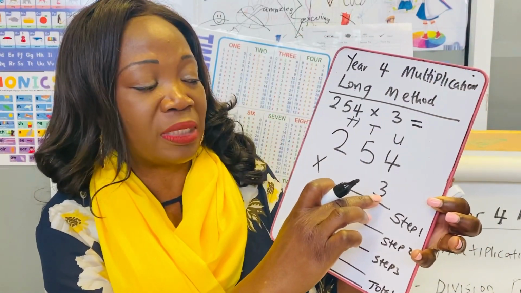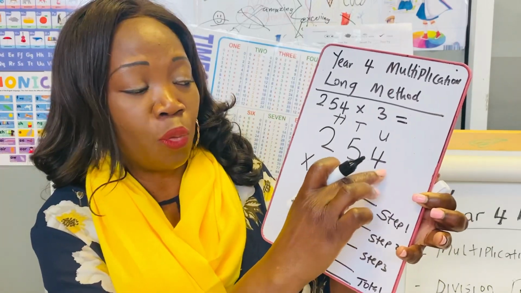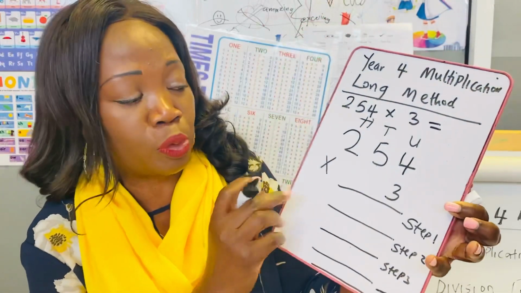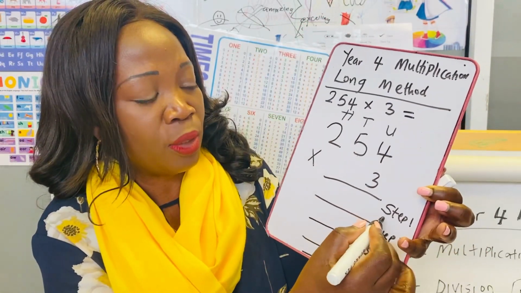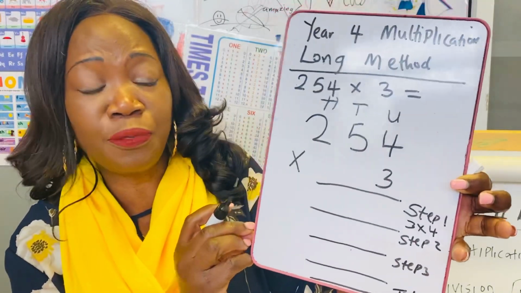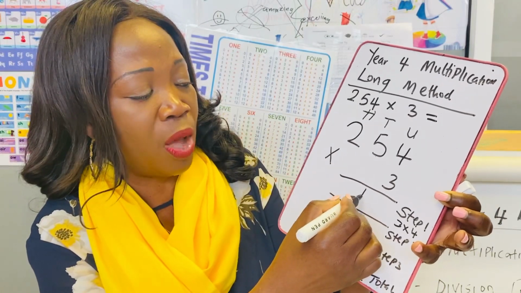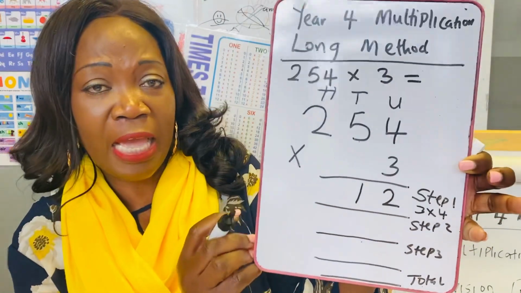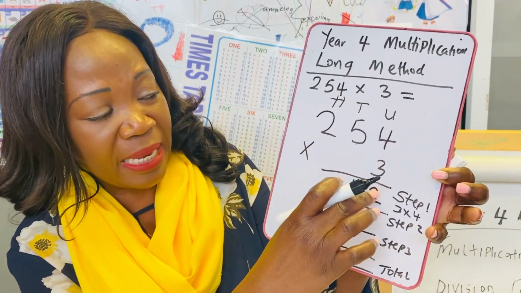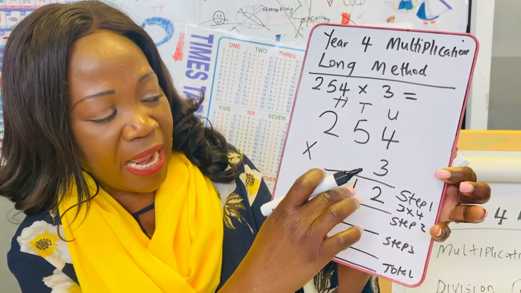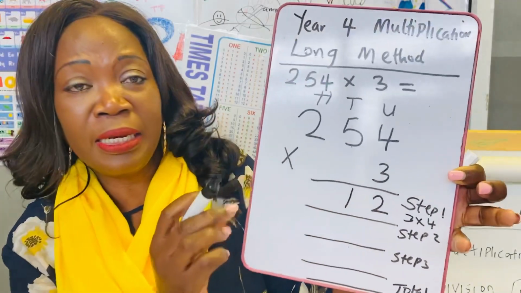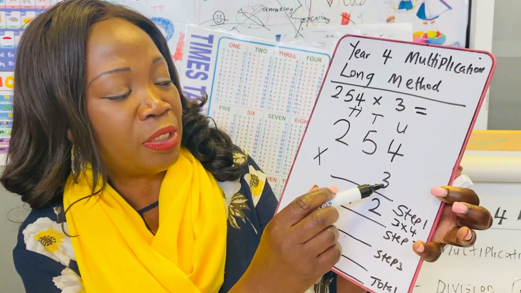Like I said, we start from the units, the ones. So we say 3 times 4. We know our 3 times table, so 3 times 4 is 12. You write 12 in your first step. Remember, you must make sure that you align it. Write 2 in the ones place and 1 in the tens place, which is 12. Then you go to the next step, which is step 2.